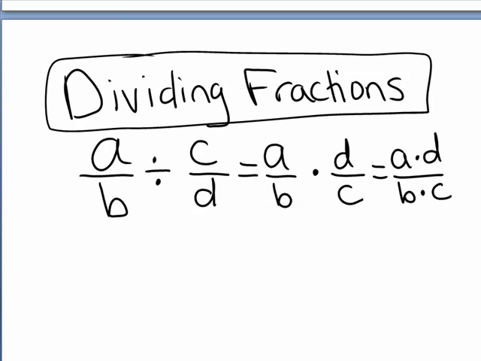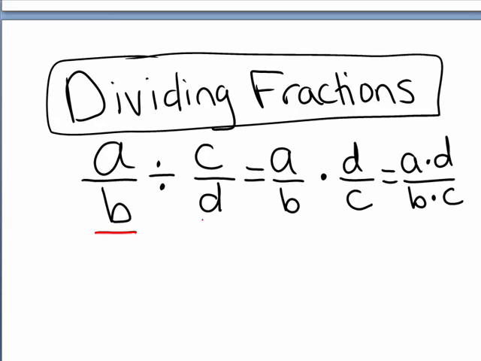Let's move on to dividing fractions. To divide the fractions a over b divided by c over d, we're going to keep the original first fraction, a over b. We're going to change division to multiplication, and we're going to multiply by the reciprocal of c over d. We're going to change c over d to d over c. You may remember this as keep, change, flip.